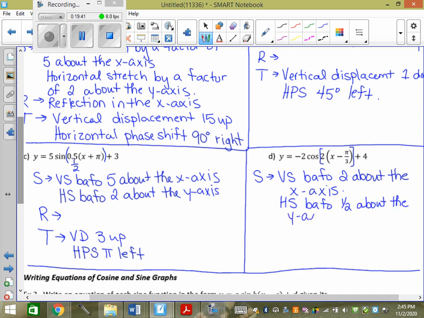We have a reflection. Our A is negative, so we have a reflection in the x-axis. You don't have to write SRT. You just have to have it in that order, right? You can just write your vertical and horizontal stretches, your reflections, translations. You don't need SRT, but it has to be in the order: stretches, reflections, translation. We have a vertical displacement 4 up, and we have a horizontal phase shift pi over 3 right.